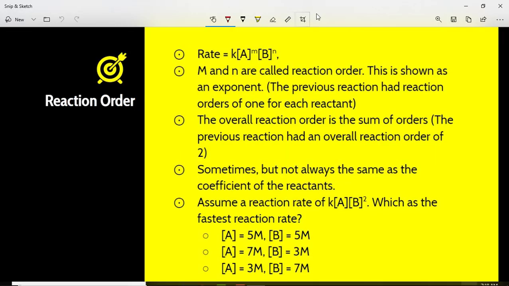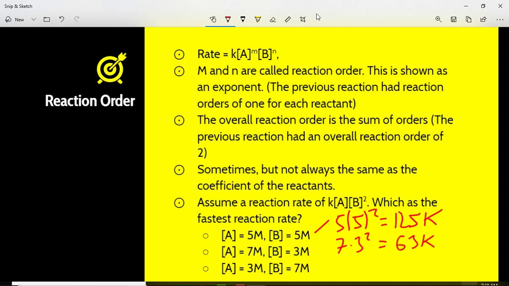Well, let's just plug in our numbers and solve. So for the first one here, we're going to have 5 times 5 squared. 5 squared is 25 times 5 is 125. And we'll put K in there as well because that is part of the reaction rate. So 125K. For the next one, 7 times 3 squared. 3 squared is 9 times 7, 63 times the rate constant.